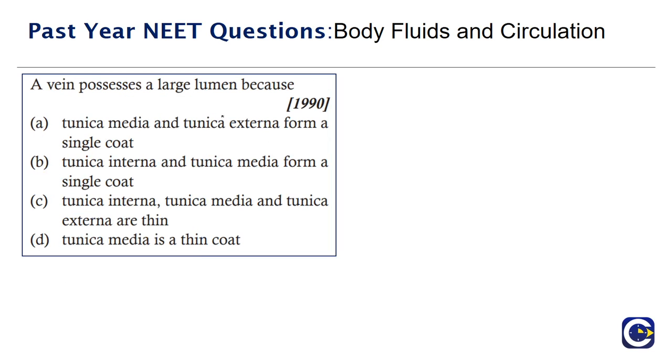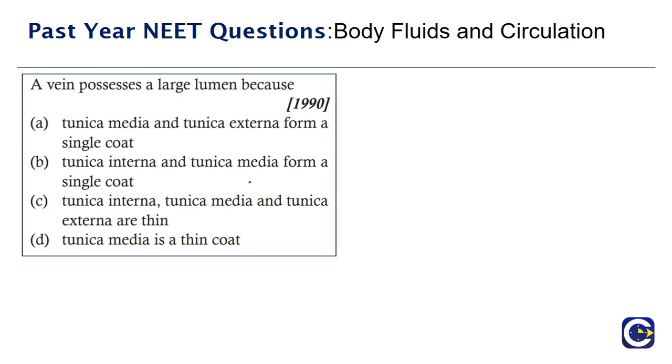A vein has a larger lumen because: option A, tunica media and tunica externa form a single coat. Option B, tunica interna and tunica media form a single coat. Option C, tunica interna, media and externa are thin. Option D, tunica media is a thin coat.